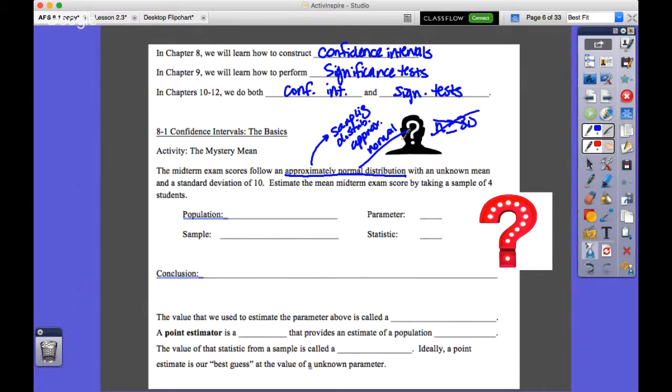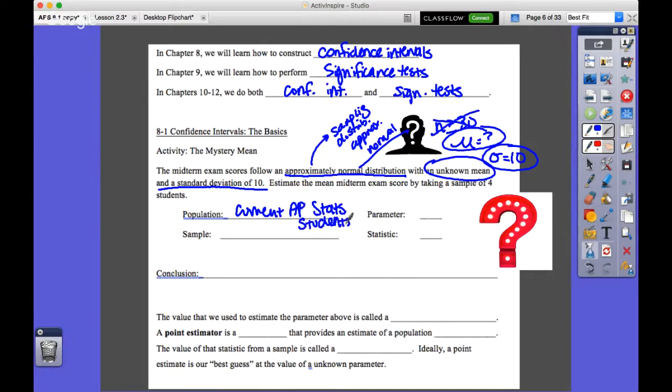Now, it is with an unknown mean and a standard deviation of 10. So the mean we do not know. The mu of this we're not sure of, but we know the standard deviation to be 10. Notice the notation, because I'm talking about my population. It says estimate the mean midterm exam score by taking a sample of 4 students. So what is my population? The population in this instance is the current AP Stats students, and specifically their midterm grades.